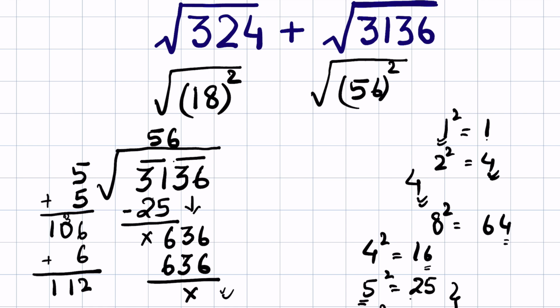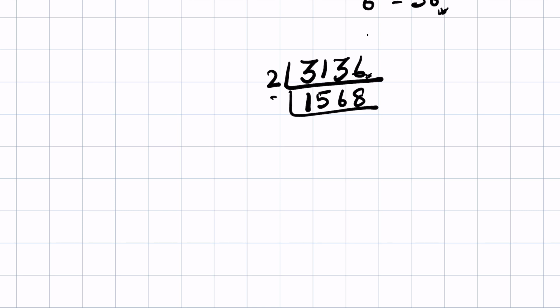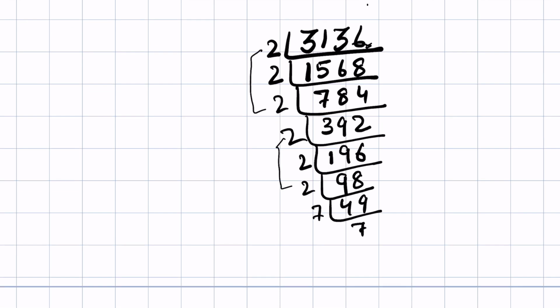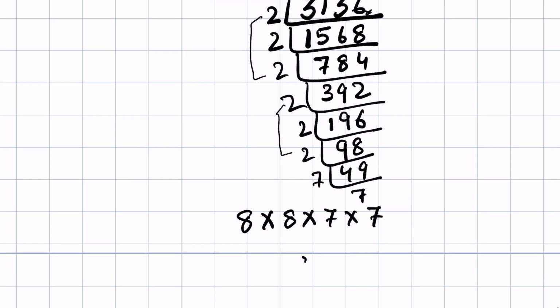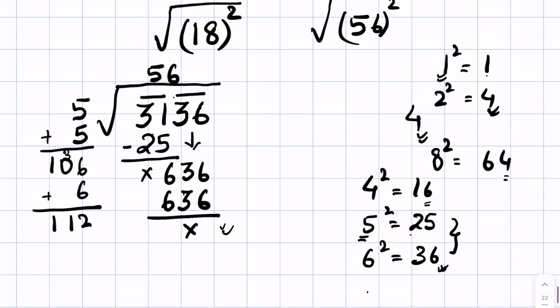What if we followed the factorization route? 3136, you start with 2 because 6 at the end means it is divisible by 2. You keep on dividing. Now this is the factorization route: 8 times 8 times 7 times 7. So we have 8 square times 7 square, or we can write it as 56 square. So this is how you find the square root through the factorization method, or you use the division method.